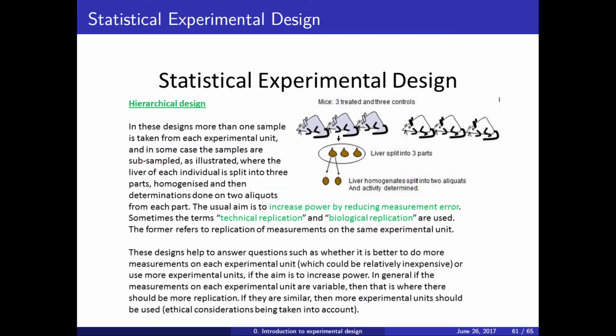And you have also hierarchical designs. Hierarchical designs are experiments in which you apply the treatment, let's say, to the animals, and then you take the liver, split the liver in 3 parts, and for each one of the parts you split into 2 aliquots, and then you measure the activity of whatever. All these measurements at this level are called technical replicates, while these ones are called biological replicates.